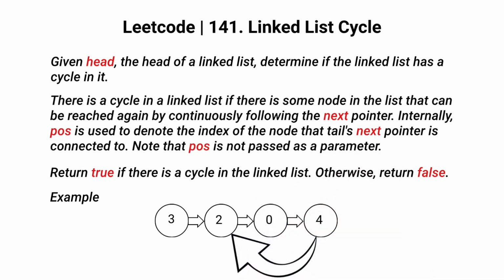And here's an example where we're given nodes 3, that goes to 2, that goes to 0, that goes to 4, that then goes back to 2. We can clearly see there's a cycle.